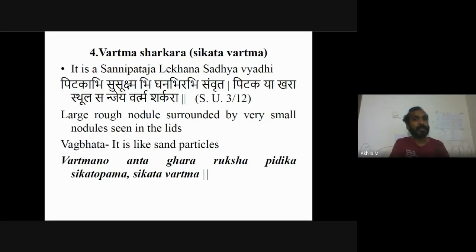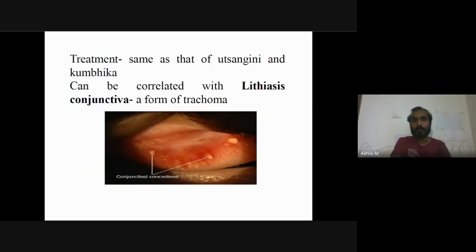Sannipathate Lekana Sandhi Vyadhi. Varmano Andha Gara Rooksha Pityaga Sigata Upama, that is called Sigata Varma, as told by Vagbhata Acharya. Sigata Varma means Sigata Upama Pityagas are there, some rough pityagas like that of Sigata. From the name itself, you will get some idea about the disease. Varma Sarkara or Sigata Varma is told by Susruta Acharya and Vagbhata Acharya also. Treatment is like that of Utsangini and Kumbhika.